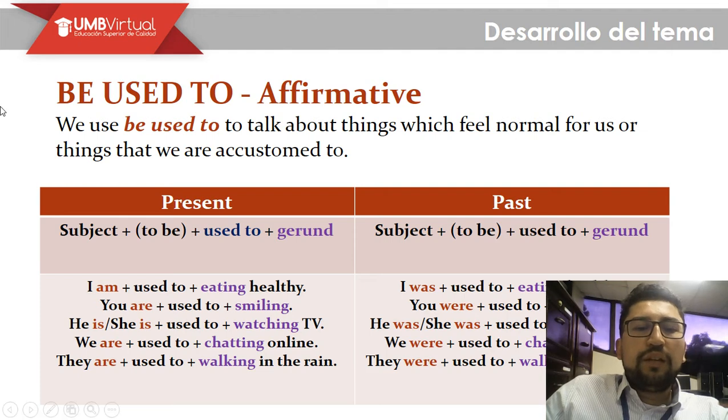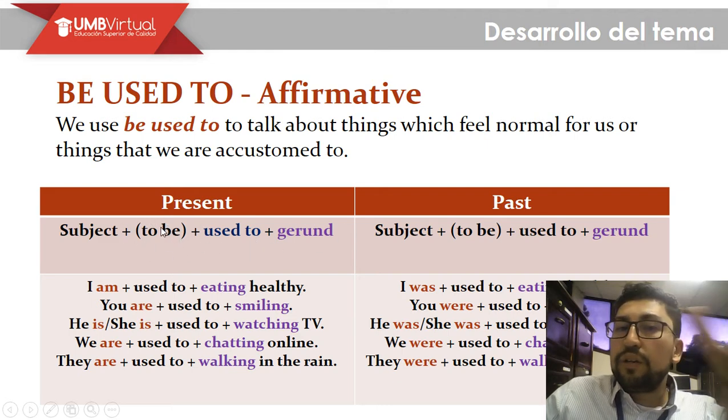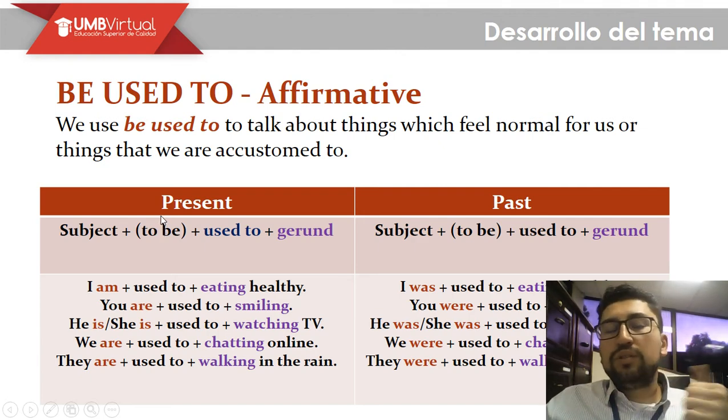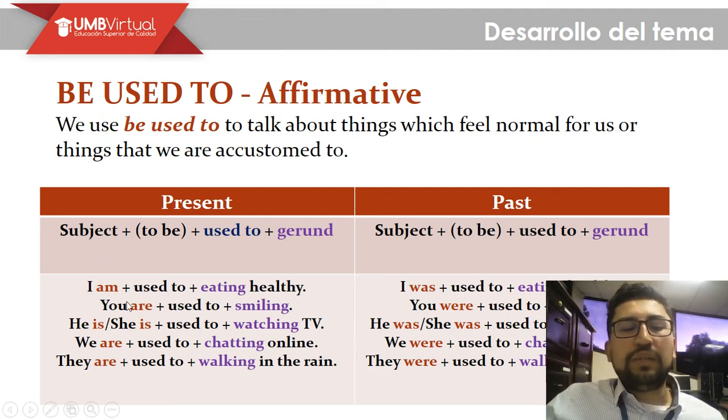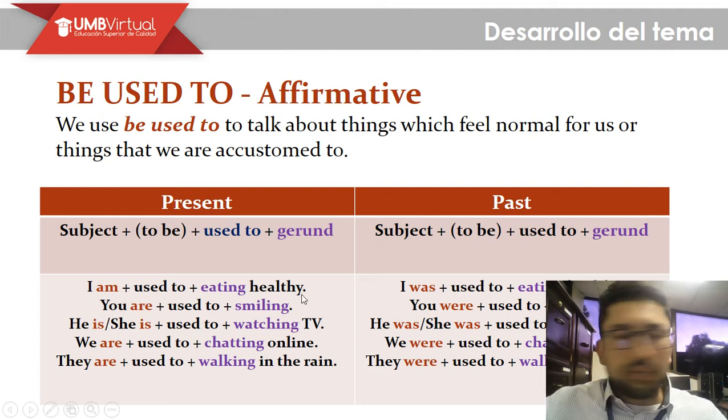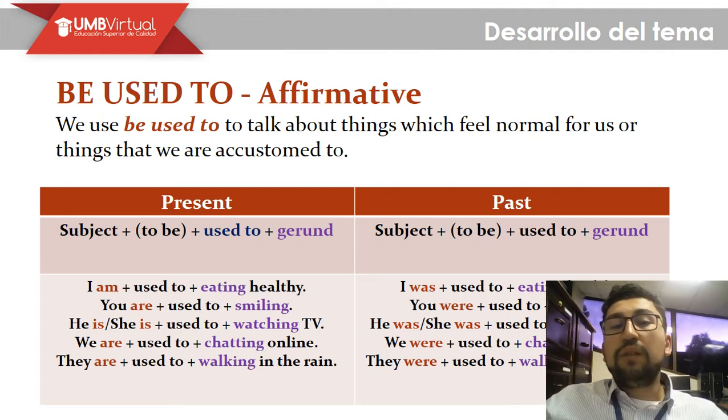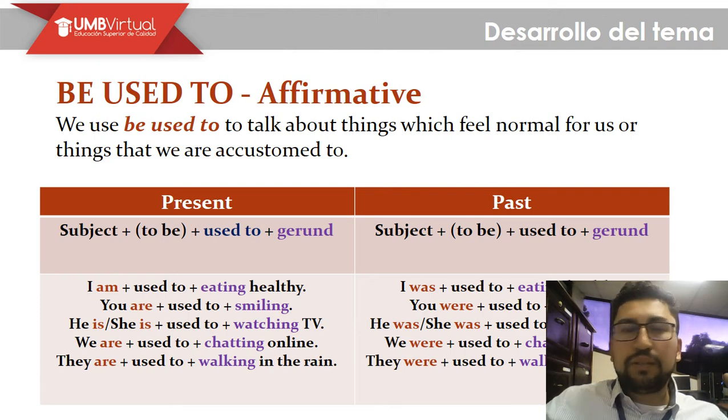So of course, all of this depends on how you use this expression. For example, here the normal formula is subject, to be, used to, and the gerund form. The to be depends on the tense where you want to use it. If you want to use it in the past, then you say was. For example, in the past it would be: I was used to eating healthy, but now I am not used to eating healthy, right? So it was something that happened in the past, but now it is not a reality, right?